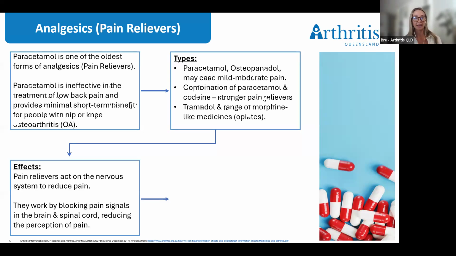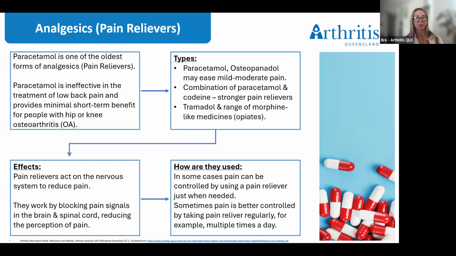As for their effects, pain relievers act on your nervous system to reduce pain. They work by blocking the pain signals in the brain and spinal cord and reducing the perception of pain. Unlike NSAIDs, our non-steroidal anti-inflammatory drugs, they do not affect other symptoms such as joint swelling or stiffness. They primarily provide pain relief.